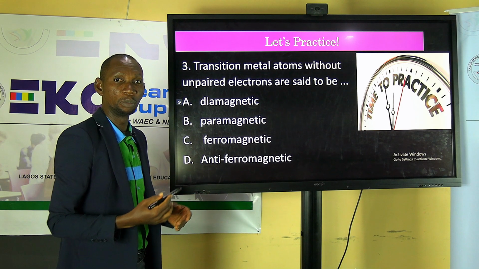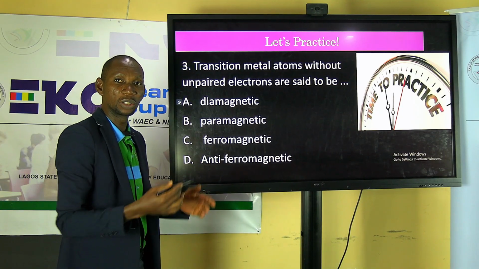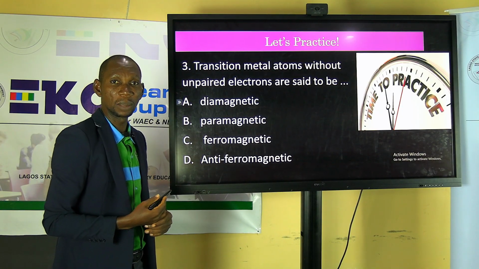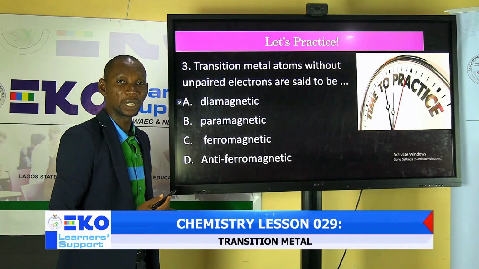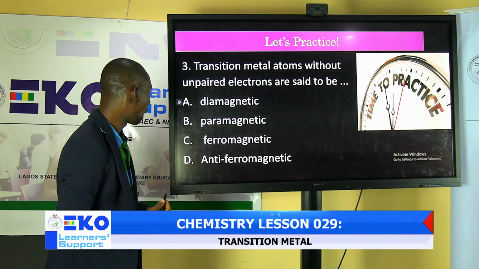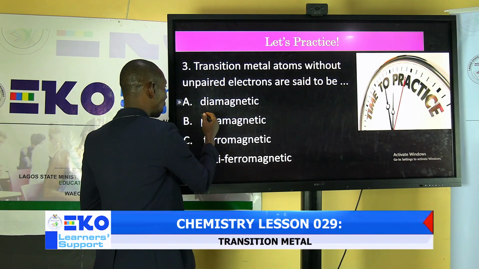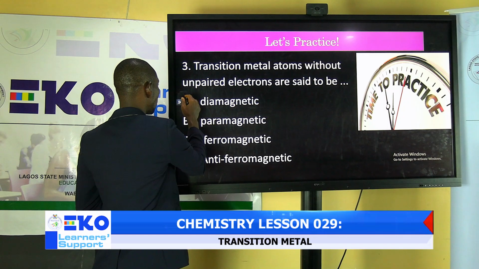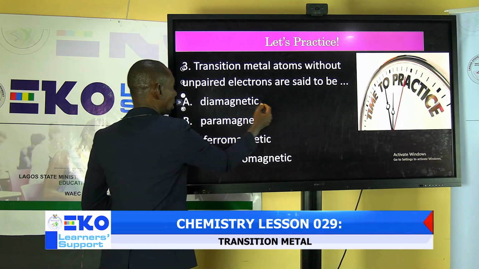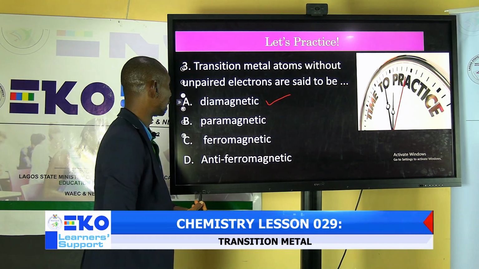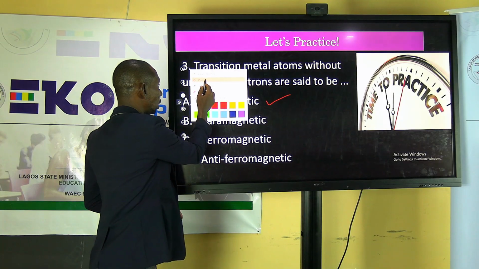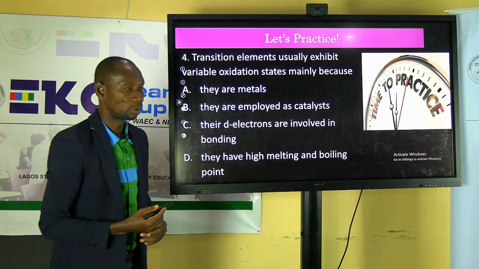If there are no unpaired electrons, that means all the electrons are paired up. How do you describe such transition metals? Fantastic job. They are what? They are diamagnetic. So the correct answer here is diamagnetic. I'm really proud of you. Let's look at question 4.